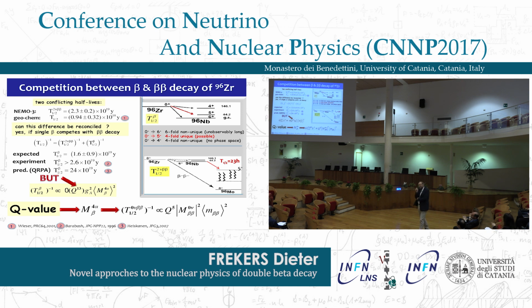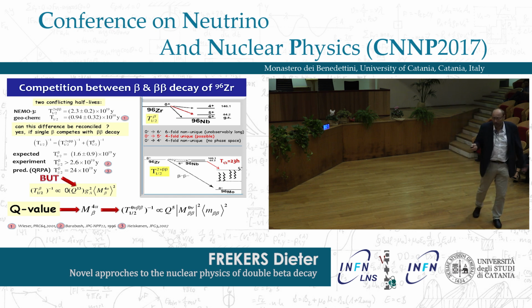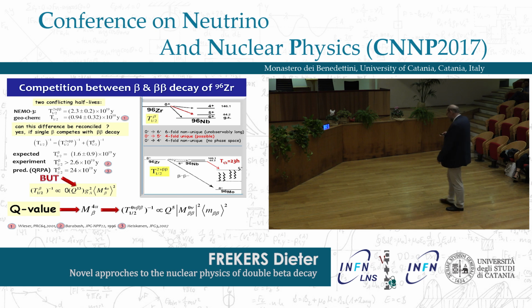The Q value measurement is essential because the half-life, because of the phase space, scales with the 13th power of the Q value, because it's a forbidden decay. And it's a unique forbidden decay, as I alluded to already here, so it's this one to that one. The ground state is six-fold non-unique, you can forget it, 10 to the 30 years. And the one to the 4 plus is four-fold non-unique and has no phase space available, it's also 10 to the 28. So the only possible one is there.